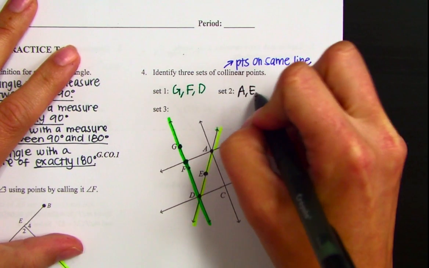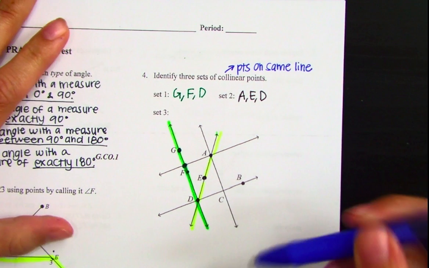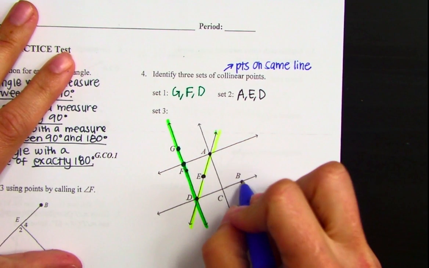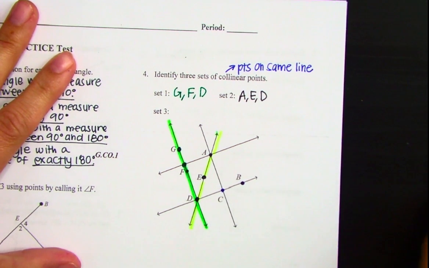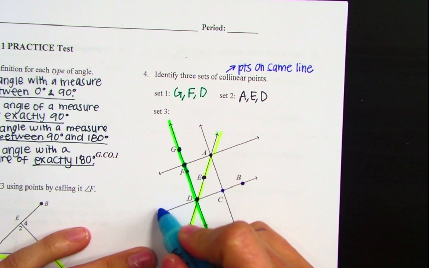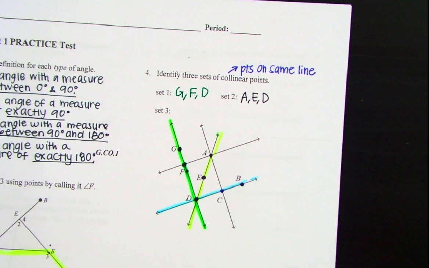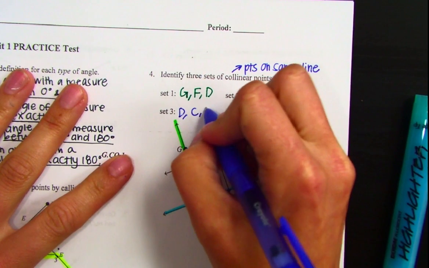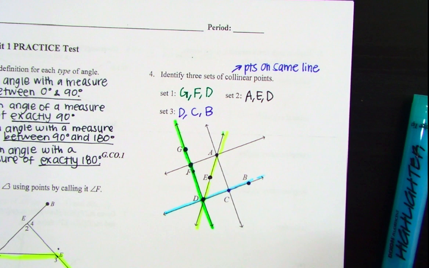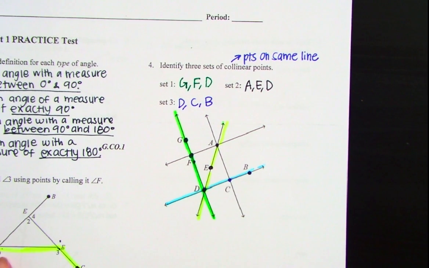A, E, and D. And then for our last points that are on the same line, that are collinear, we have point B, C, and D. So those are together on the same line. Those are collinear here on that blue line. So I'm going to name those D, C, and B. 3 sets of collinear points. Collinear points are points that lie on the same line.